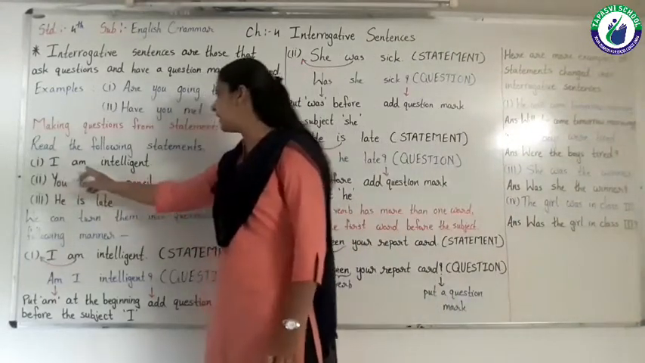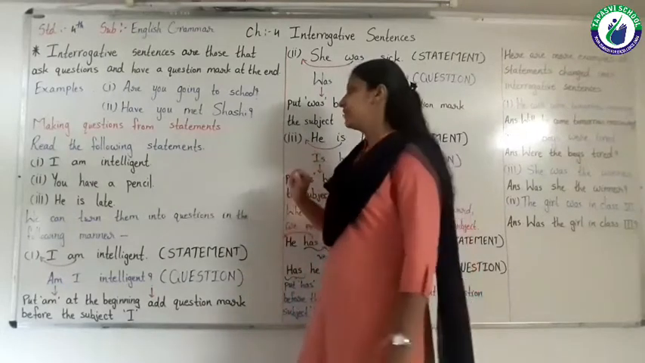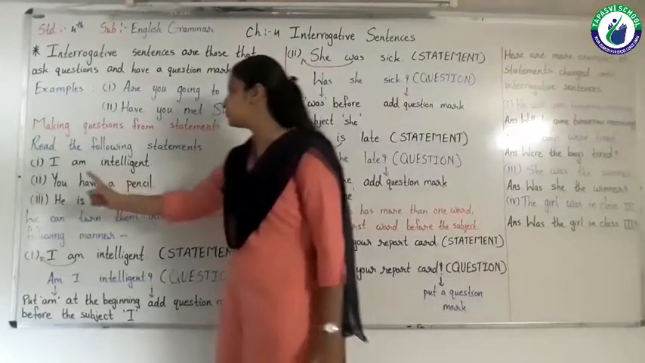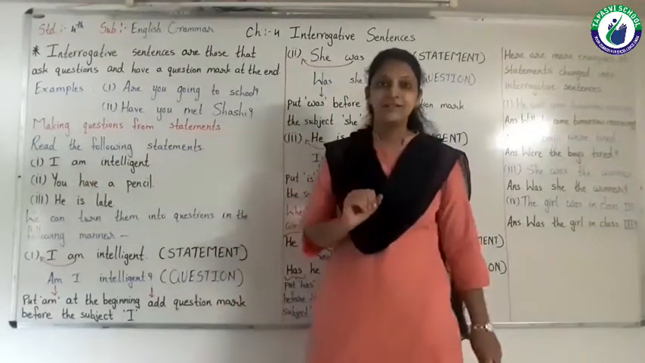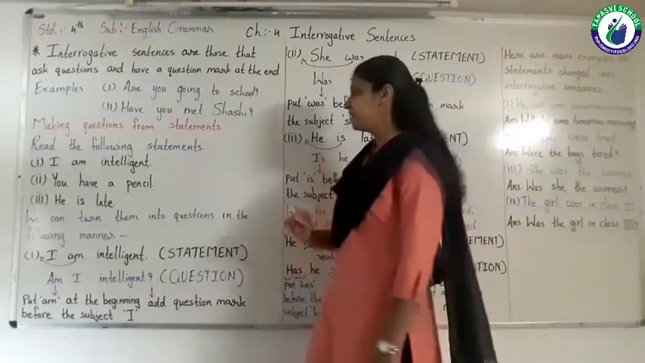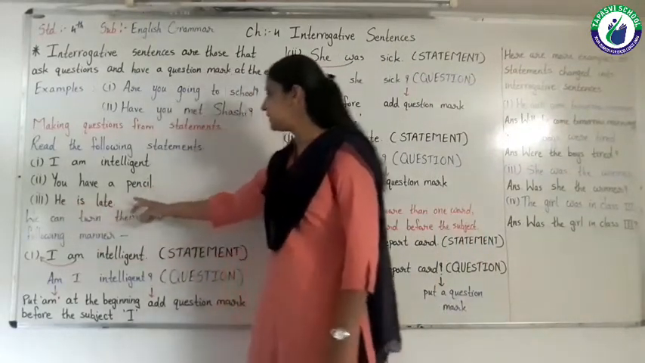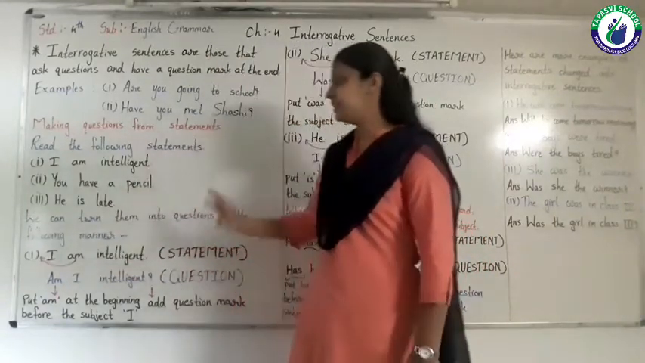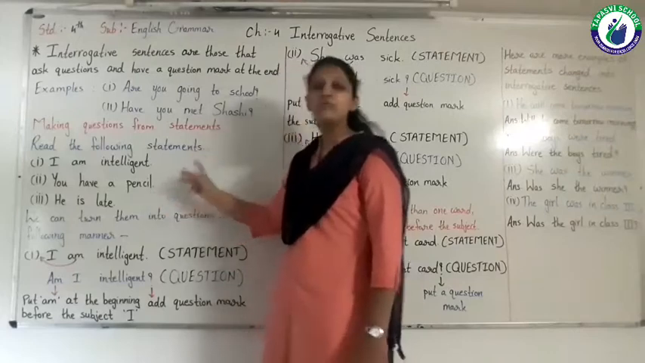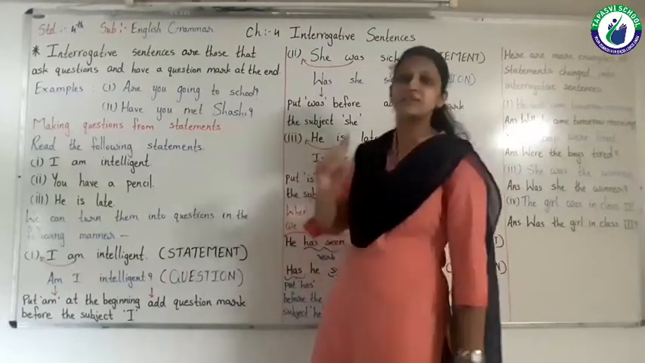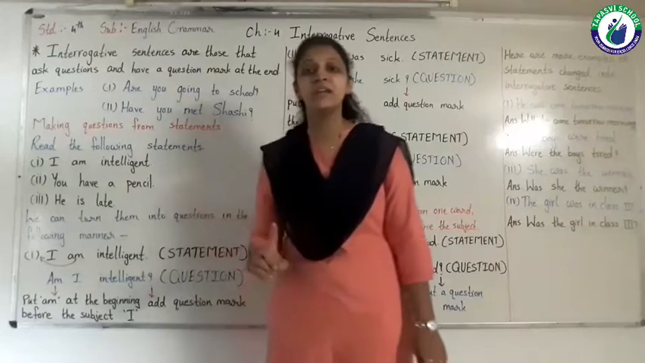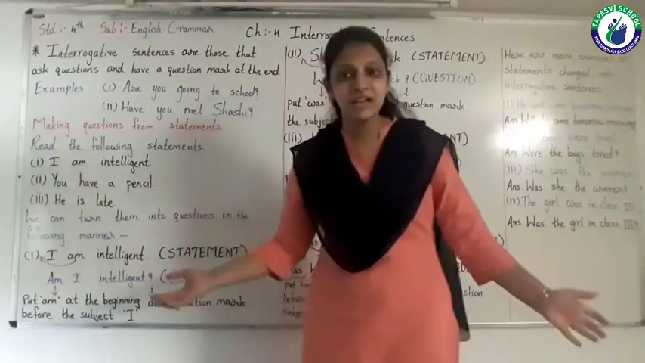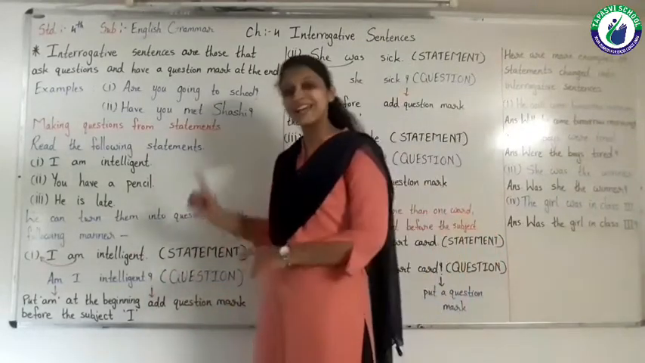Example number 1. I am intelligent. So, मैं intelligent हूँ. Example number 2. You have a pencil. आपके पास पेंसिल है. Example number 3. He is late. वो late है. तो ये है example of statement sentence. From this statement sentence we have to make interrogative sentence. So let's see how can we make interrogative sentence from statement.